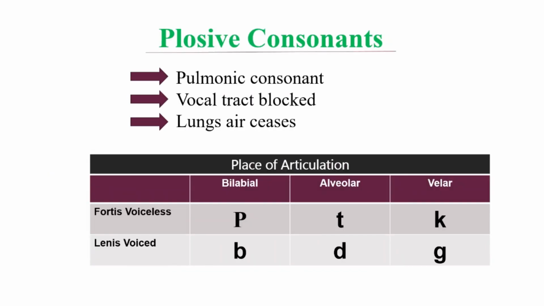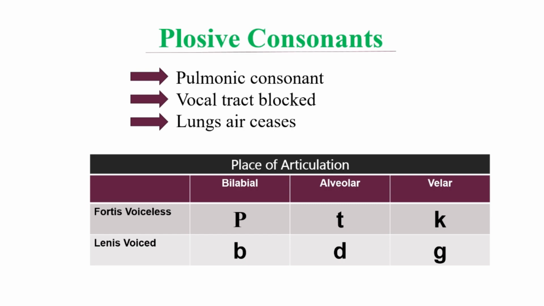The first one is plosive consonant. A plosive consonant is a pulmonic consonant in which the vocal tract is blocked, so that the lungs' air ceases. That means it stops. In English, there are six plosive consonants. They are pa, ta, ka, and ba, da, ga.